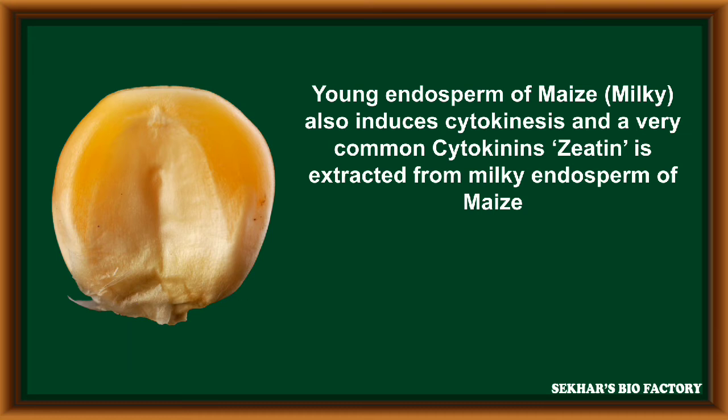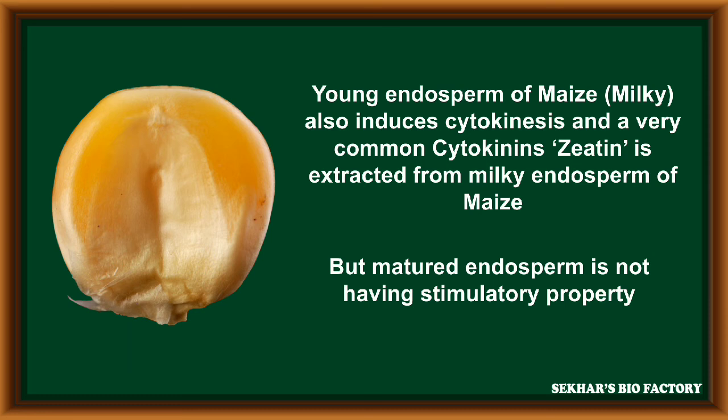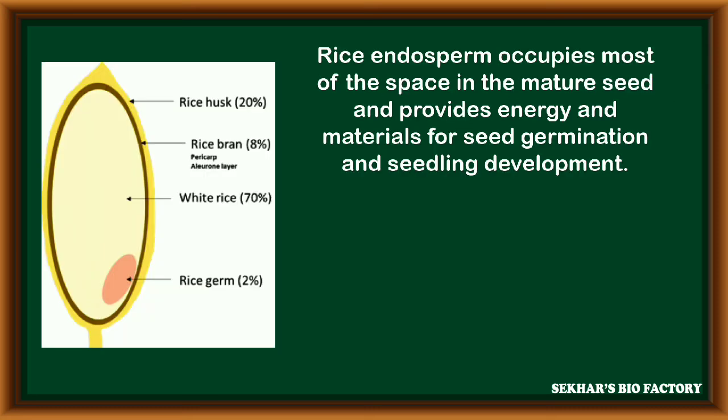It includes cytokinins, a very common type of cytokinin like zeatin. It is extracted from the milky endosperm of maize seeds. But mature endosperm never has such types of cytokinins and never has a stimulating property.